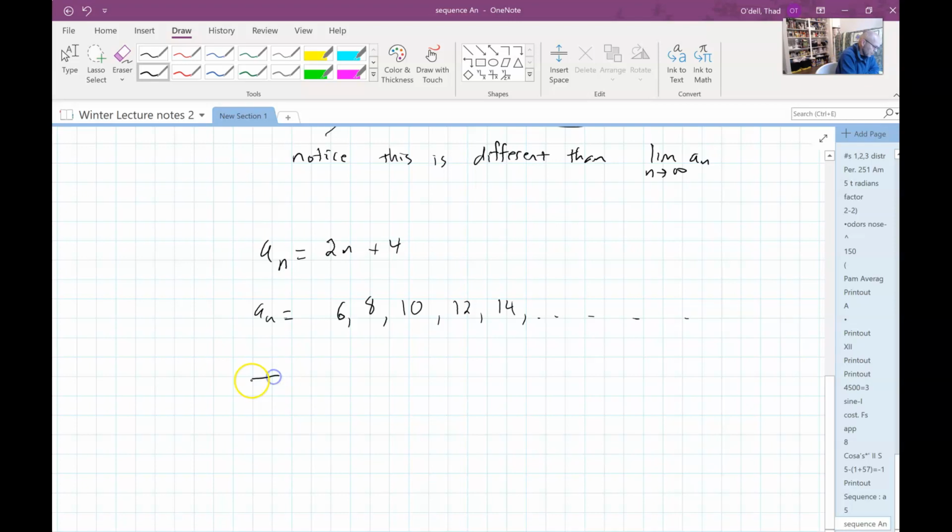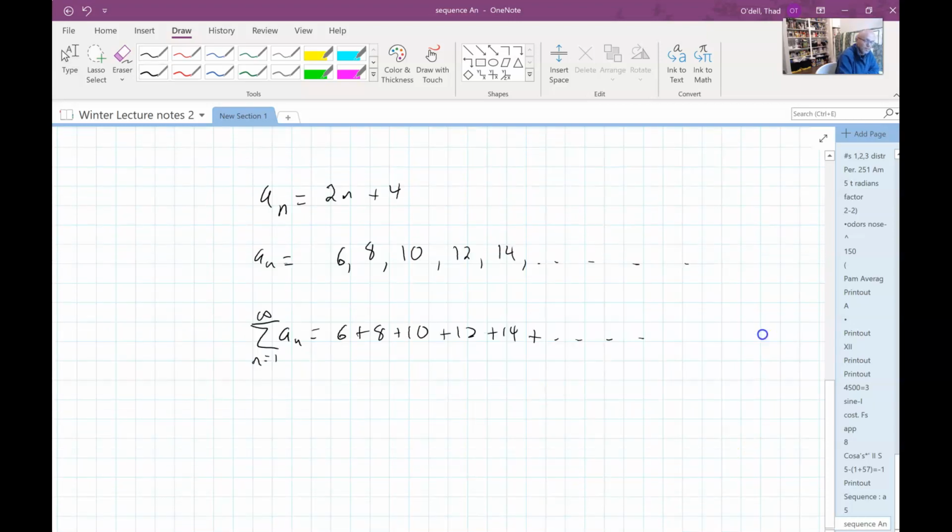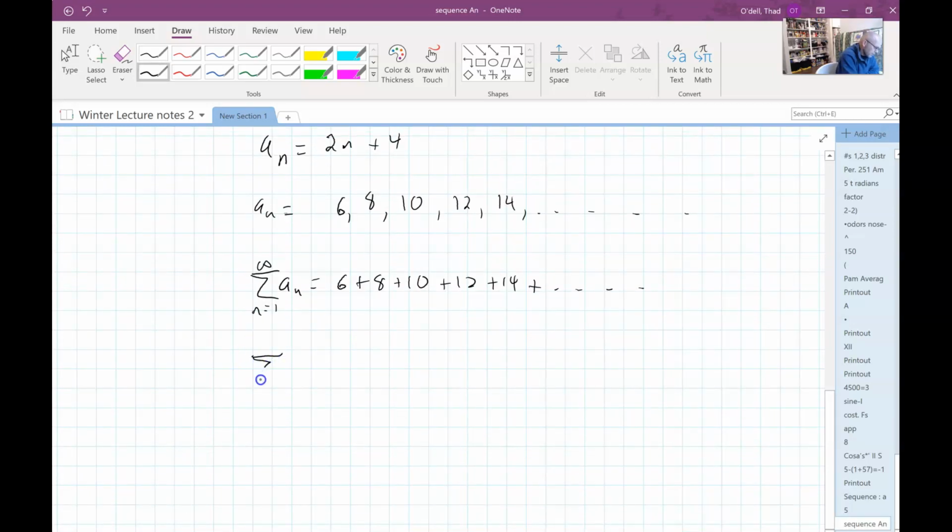So then the infinite series that goes with this, we would let n equal 1 to infinity of a sub n, that would be 6 plus 8 plus 10 plus 12 plus 14 plus dot dot dot on forever. An example of a partial sum would be n equals 1 to 4, let's say, of a sub n. That would be 6 plus 8 plus 10 plus 12, which equals 36. Okay?